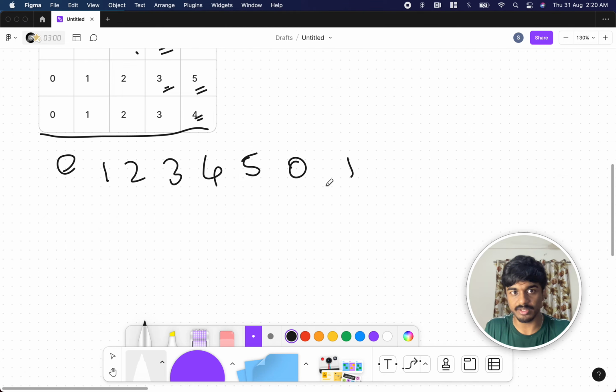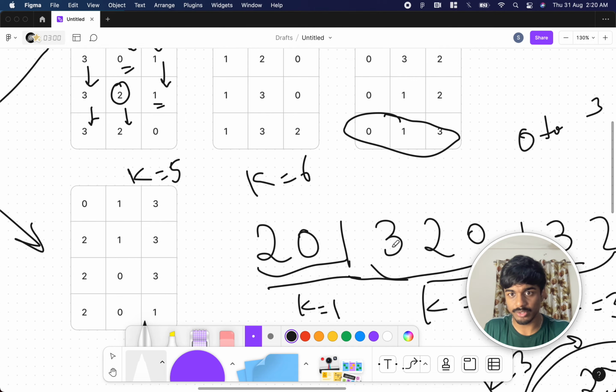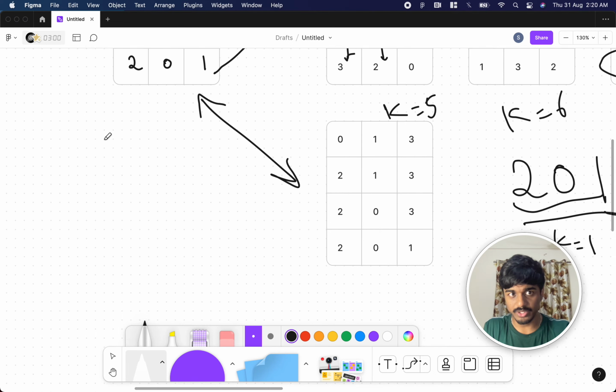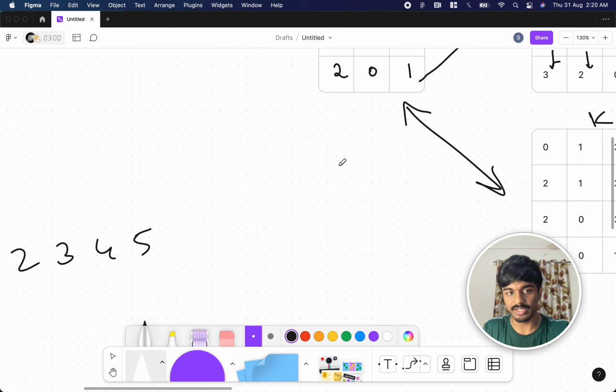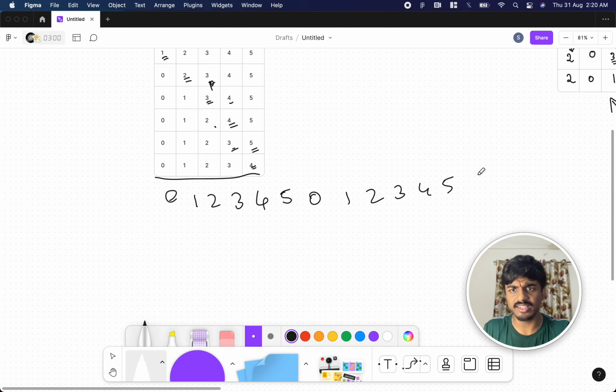This set I am writing again, 2 3 4 5. The same thing we wrote here also, 2 0 1 3 2 0 1 3. Similarly, I am writing 0 1 2 3 4 5, 0 1 2 3 4 5, and it just keeps going like that.